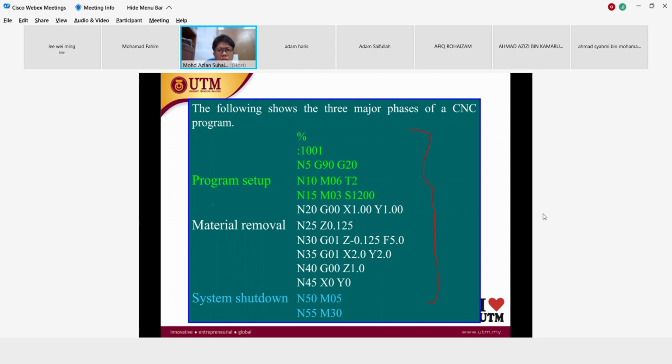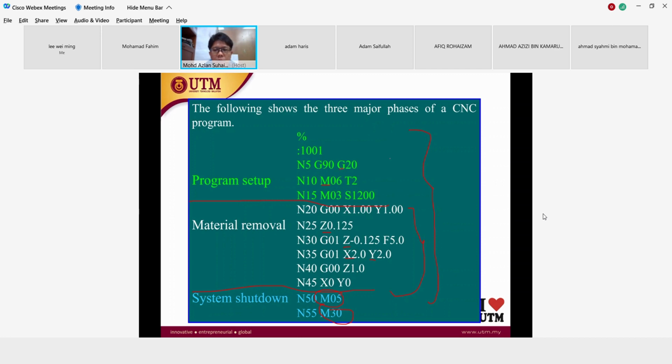This typical coding is divided into three phases. You have the program setup in this green color. This one is the removal process, where the cutting tool moves. This is all coordinates: Z axis, X axis, Y axis. We will learn how to write it later. And this is the system shutdown. For example, M05 stops the spindle and M30 stops the whole program. We will go through the meaning of these M and G codes one by one.